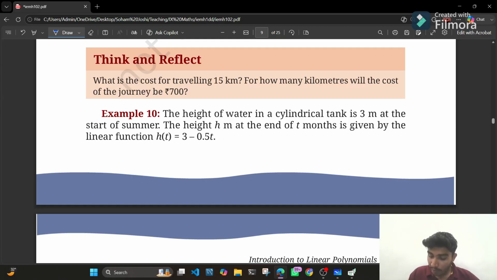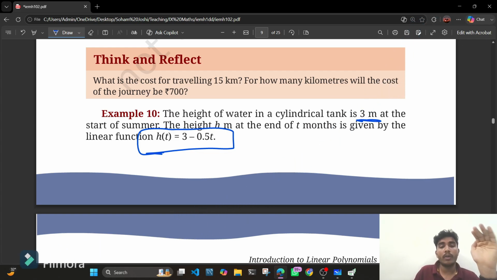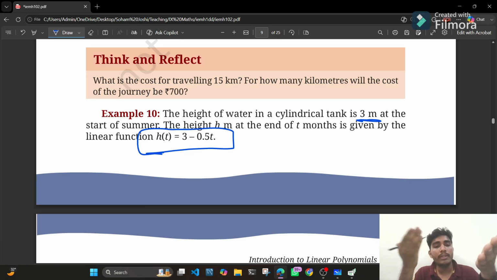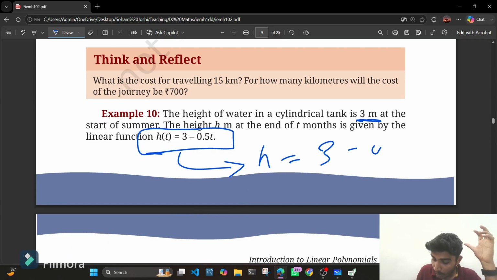Let's take an example. The height of water in a cylindrical tank is 3 meter at the start of summer. The height h meter at the end of t months is given by the linear function h of t is equal to 3 minus 0.5 t. ठीक है. तो मेरा 3 मीटर का तो हाइट पहले से था. h मेरा हाइट है, t मेरा टाइम है मंथ्स में. तो मेरा 3 मीटर का हाइट तो पहले ही था, समर का स्टार्टिंग है. Okay, I am sitting on 1st of March. मेरे पास वाटर टैंक में 3 मीटर तक पानी भरा हुआ है. अभी जैसे जैसे समर बढ़ते जाएगा मेरा पानी कम होते जाएगा, because obviously because of evaporation. सो वो मेरा लीनियरली फॉलो करेगा ऐसे, मतलब मेरा हाइट ऐसे वेरी कर देगा, 3 - 0.5 t.